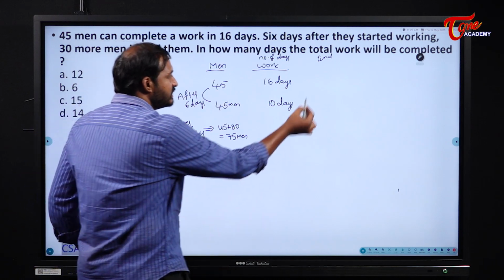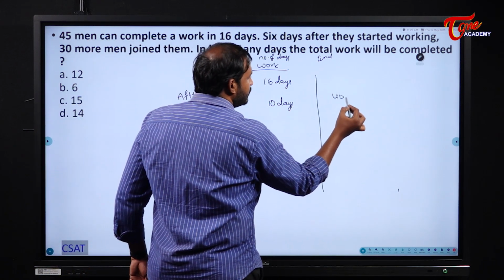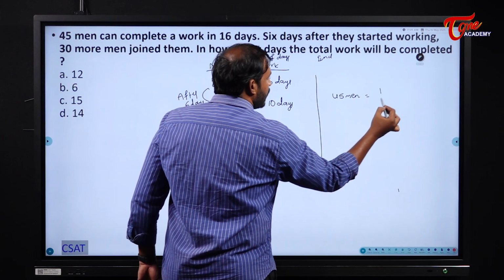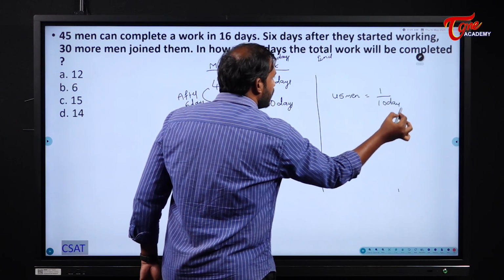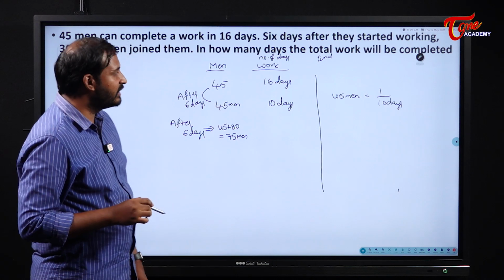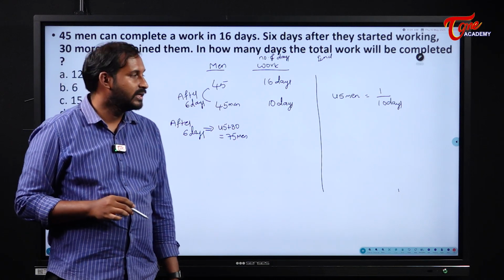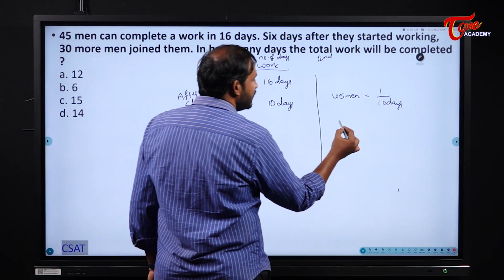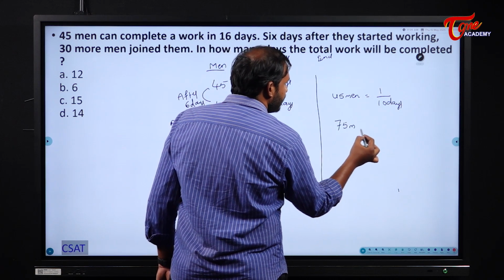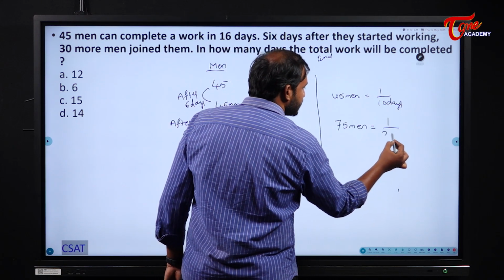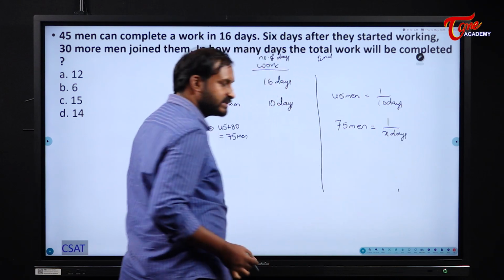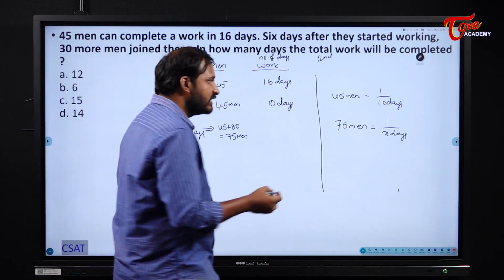So how will you write the relation? 45 men is equal to 1 by 10 days. Why? Because these two are inversely related. So 45 men can do the work in 10 days. But now how many men are there? 75 men. 75 men will do the work in 1 by x days. Now see here what will happen?